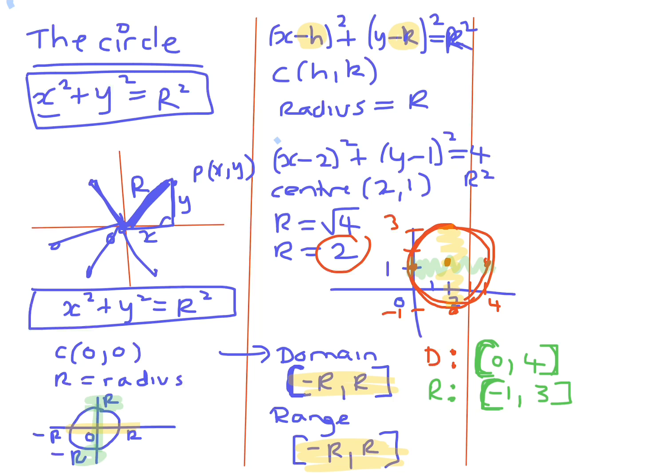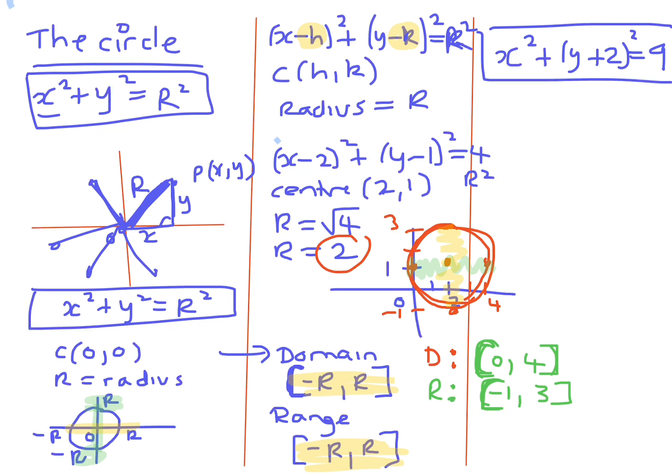So just one more. Let's just look at x squared plus y plus 2 squared equals 9. Okay, so if you're looking at that curve, notice how there is nothing in here now. So that means that x value must be 0. And the y value here would be minus 2. So that's your centre, (0, minus 2).